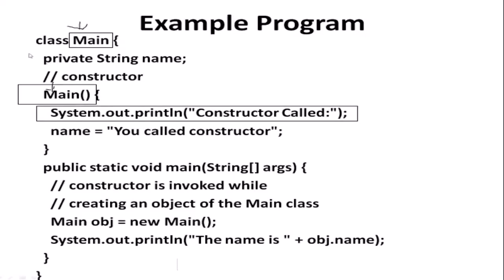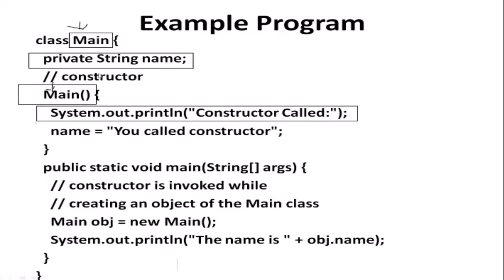And now, if you consider here private String name, basically a member by default is public, but here you have declared it private. Private means it can be accessed inside the class but not outside the class.